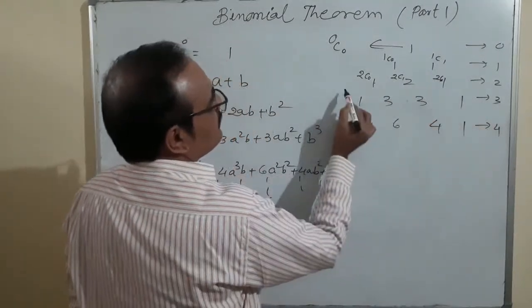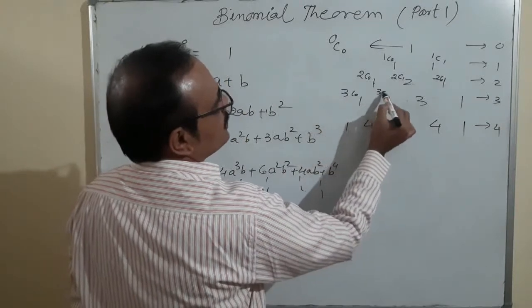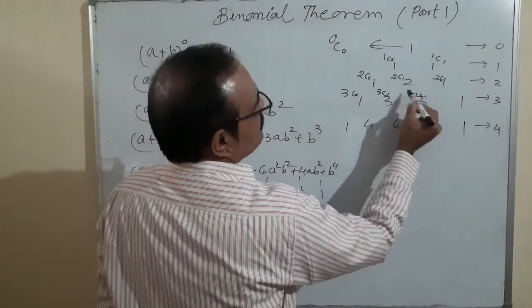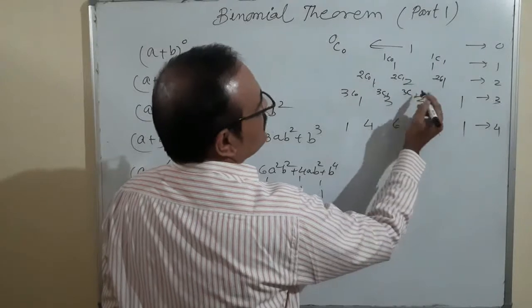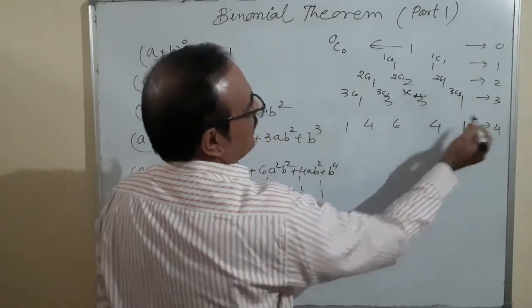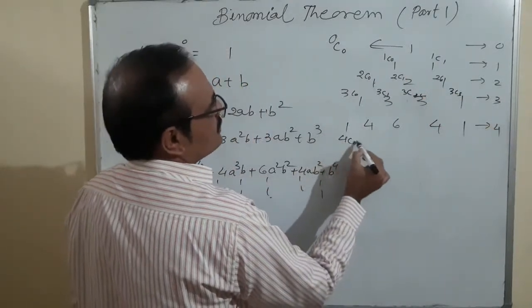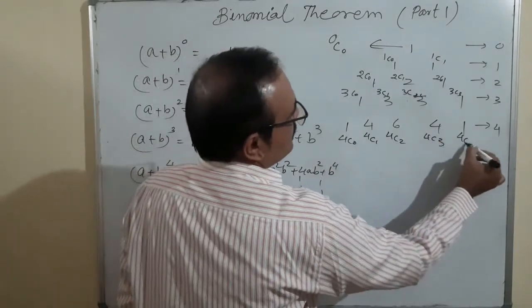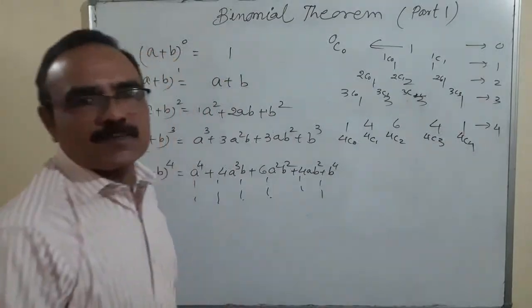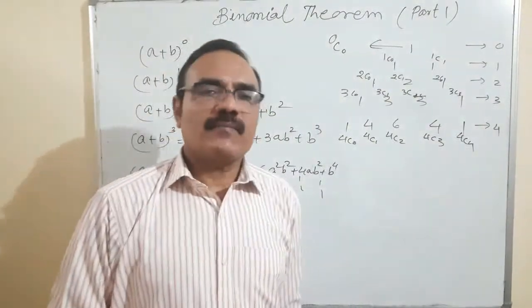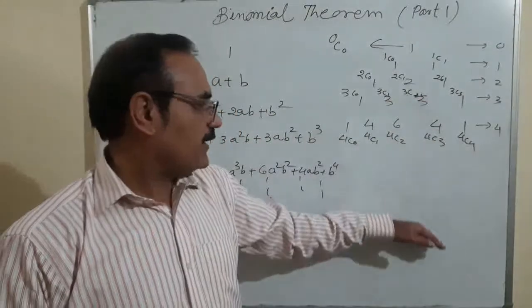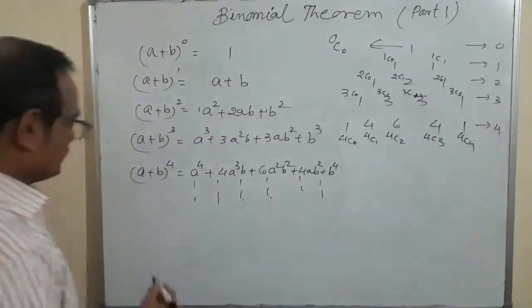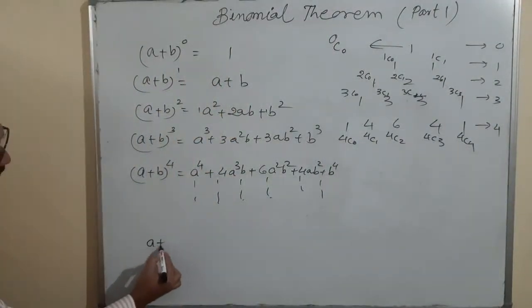For power 3, we have 3C0, 3C1, 3C2, and 3C3. And similarly 4C0, 4C1, 4C2, 4C3 and 4C4. So this pattern is going on. In that way, we want to write the expansion of (a + b) to the power n.